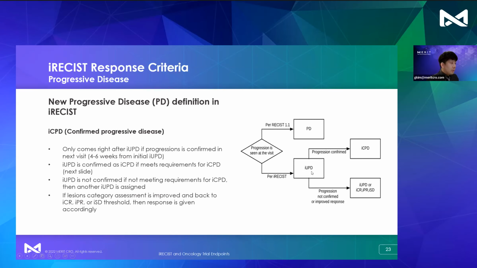If the lesion category assessment has shown not meeting that ICPD, then the patient can take a different path at the next time point, which may give the patient the option to remain in IUPD, or if there is any response or resolution of the lesions, that could lead to the ICR, IPR, or IST, which is getting out of the unconfirmed progressed disease. This is a scenario for accommodating for possible pseudoprogression, which is the path we'll be talking about pretty soon.